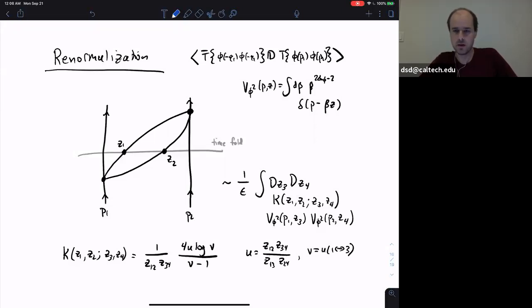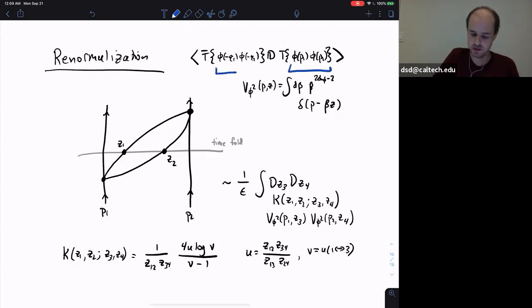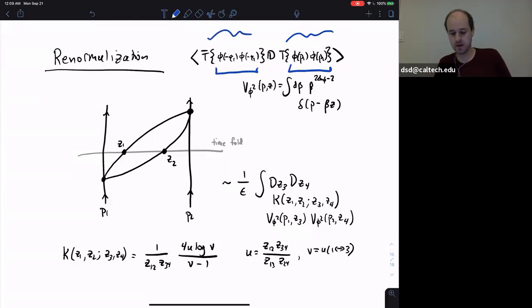The divergence comes from a two-loop diagram. So the picture here is that you have some initial state, a two-particle initial state, and a two-particle final state. And because we're computing an expectation value, the initial state involves a time-ordered product, and the final state involves an anti-time-ordered product. And the way that appears in the picture is that there's a time fold.